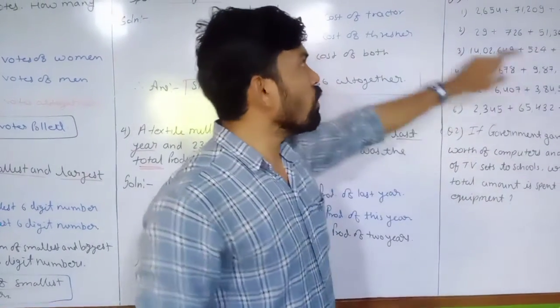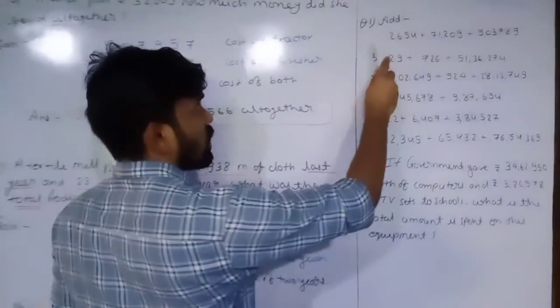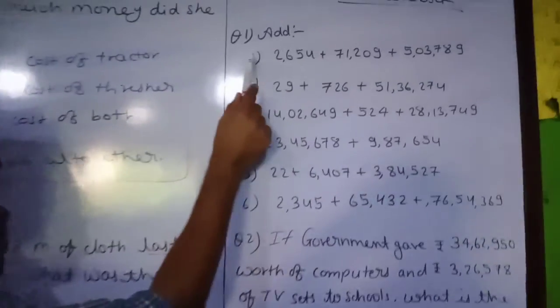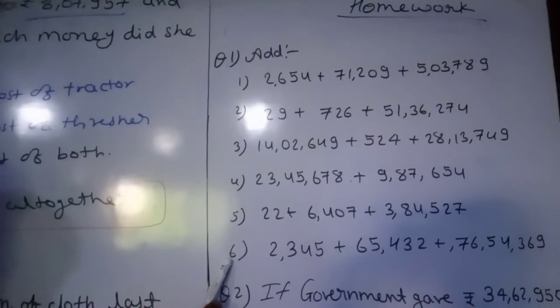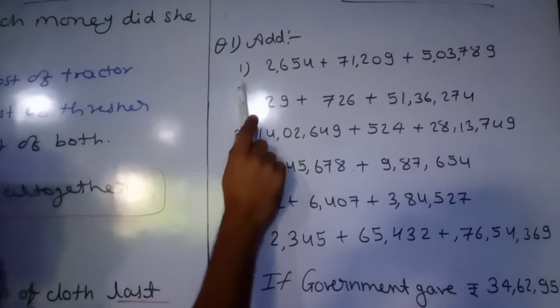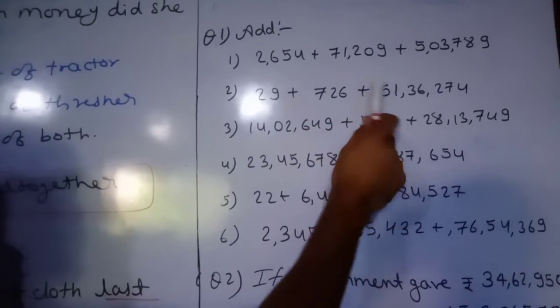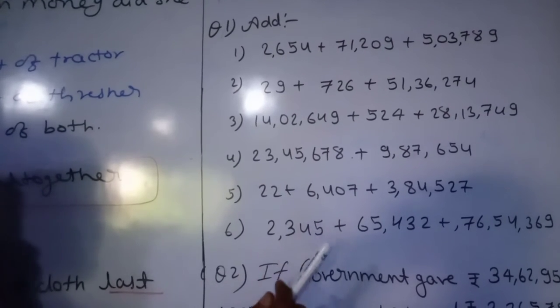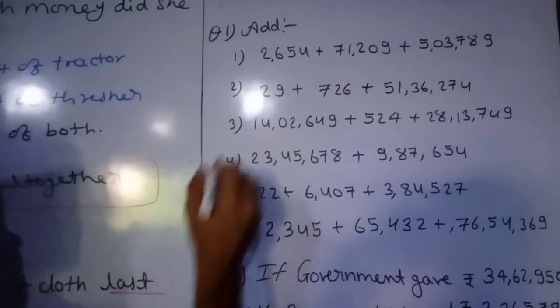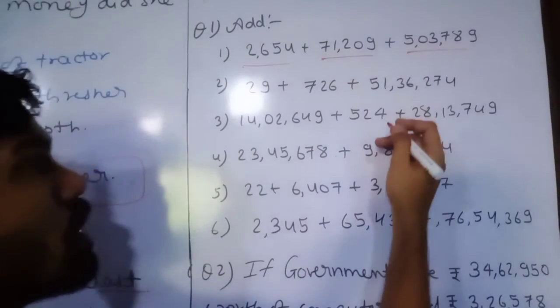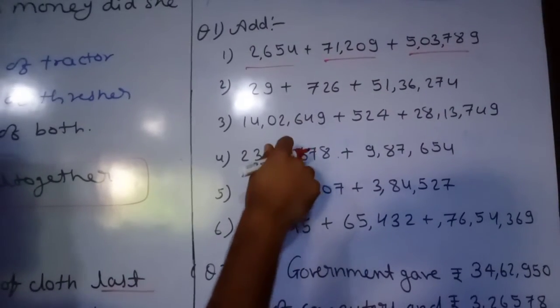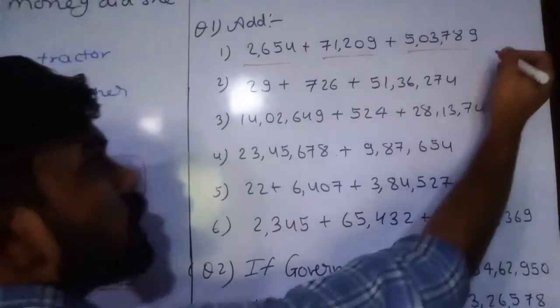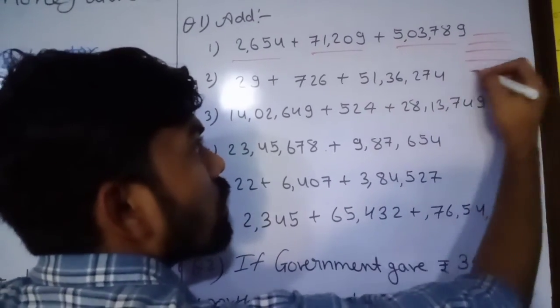So you have the homework for today. Question number 1 is addition. Here you have 6 sums for the addition. You are going to do the addition. First you have to count which number has the maximum digits. On the basis of that you have to draw the rows and columns. Here we have 3 numbers, so the number of rows will be increased, like we are drawing 5 in this way.